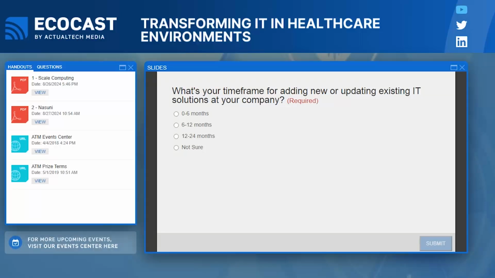And while we get ready for our first presentation, I've got a poll question for you, everyone. Let us know your time frame for adding new or updating existing IT solutions at your company. The choices are 0 to 6 months, 6 to 12 months, 12 to 24 months, and not sure. Please keep voting in the poll for another minute.